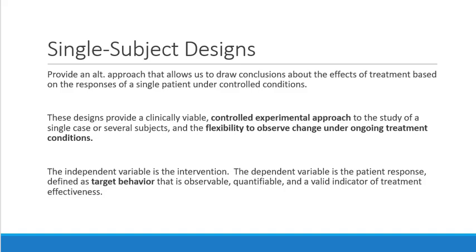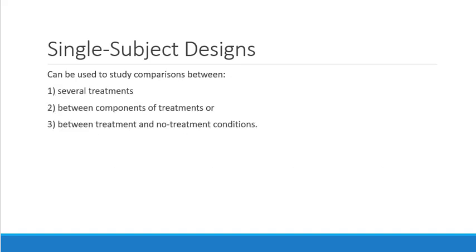So single subject designs provide an alternate approach that allows us to draw conclusions about the effects of treatment based on the responses of a single patient under controlled conditions. These designs provide a clinically viable, controlled experimental approach to the study of a single case or several subjects, and the flexibility to observe change under ongoing treatment conditions. The independent variable is the intervention. The dependent variable is the patient response, defined as target behavior that is observable, quantifiable, and a valid indicator of treatment effectiveness.